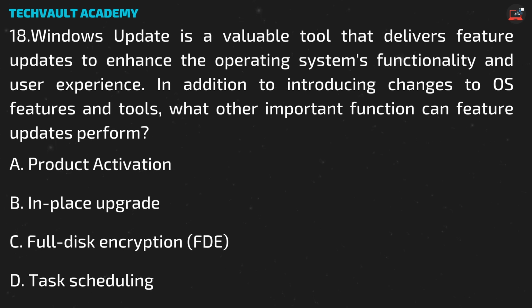Windows Update is a valuable tool that delivers feature updates to enhance the operating system's functionality and user experience. In addition to introducing changes to OS features and tools, what other important function can feature updates perform? A. Product activation. B. In-place upgrade. C. Full disk encryption, FDE. D. Task scheduling.